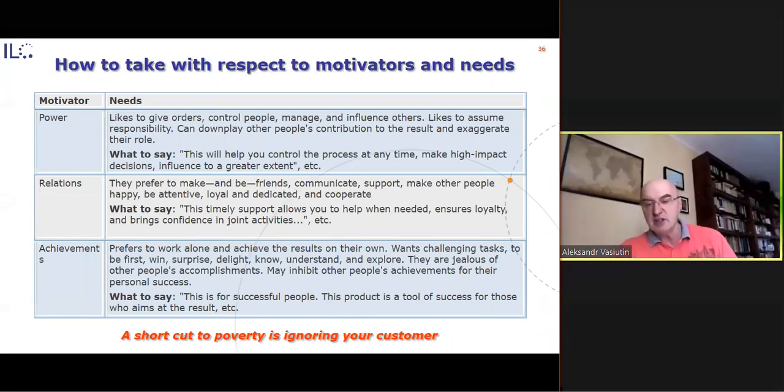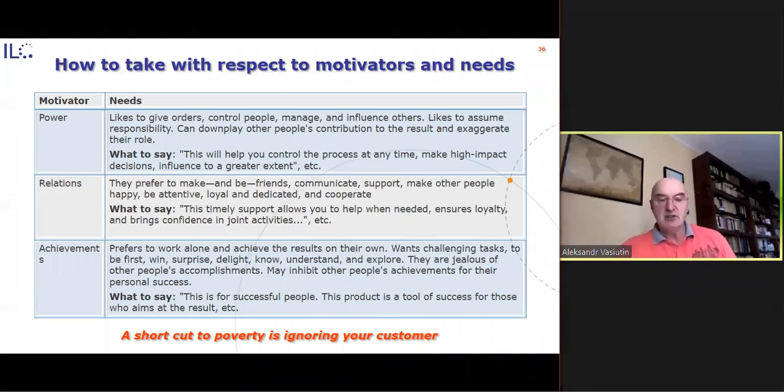A man of relations prefers to be friends, communicate, support, make other people happy, be attentive. And you say that by means of the legal policy, you get timely support. You can help yourself, your company, your enterprise in time, and it actually makes people loyal to you, and you are confident in your results, in your joint activities, and you get to a higher level. So, this is the way.